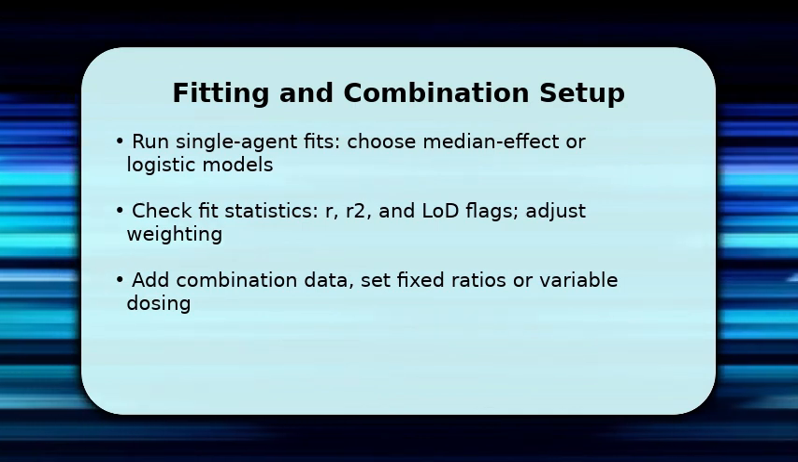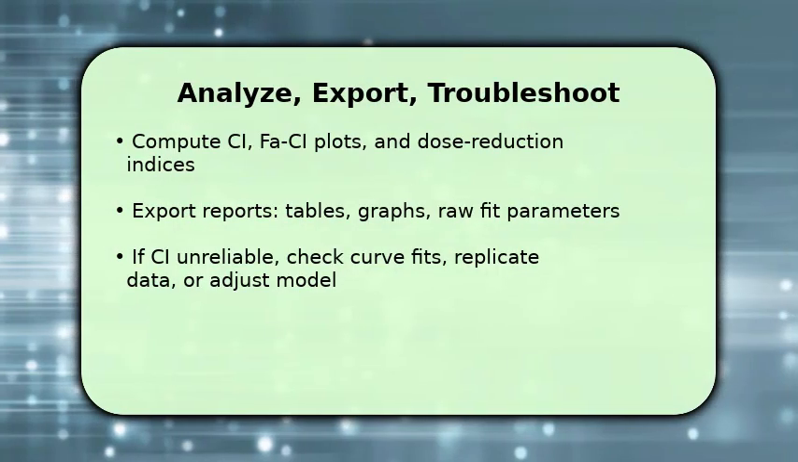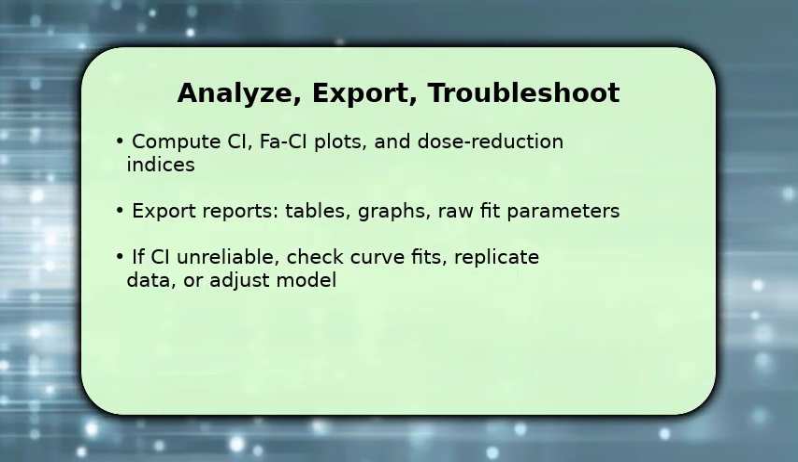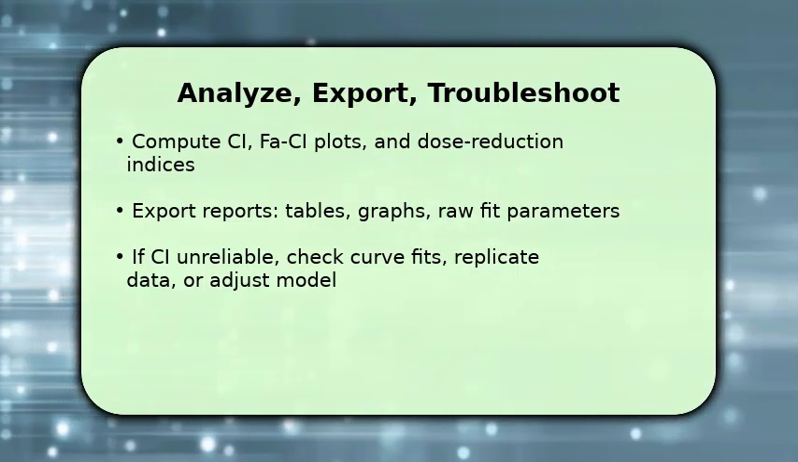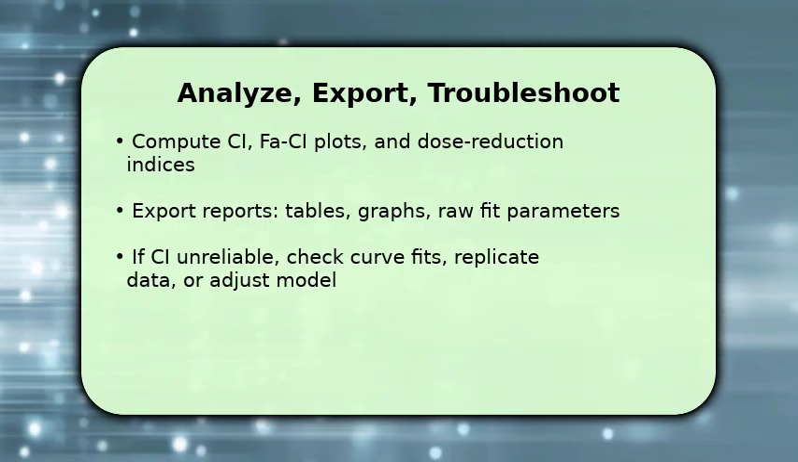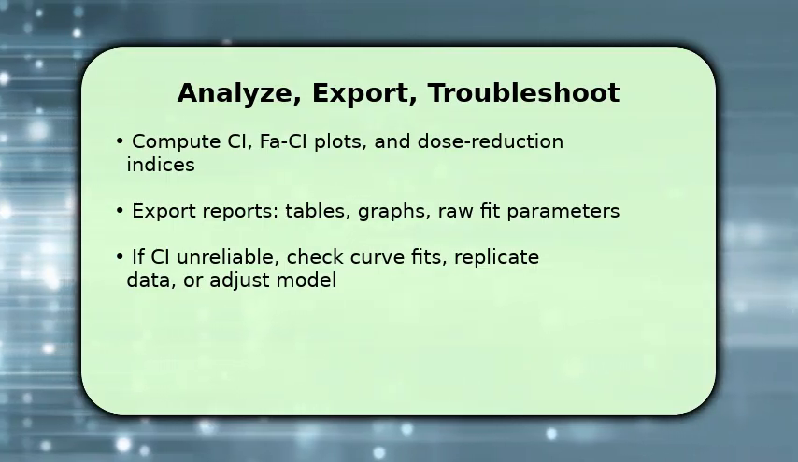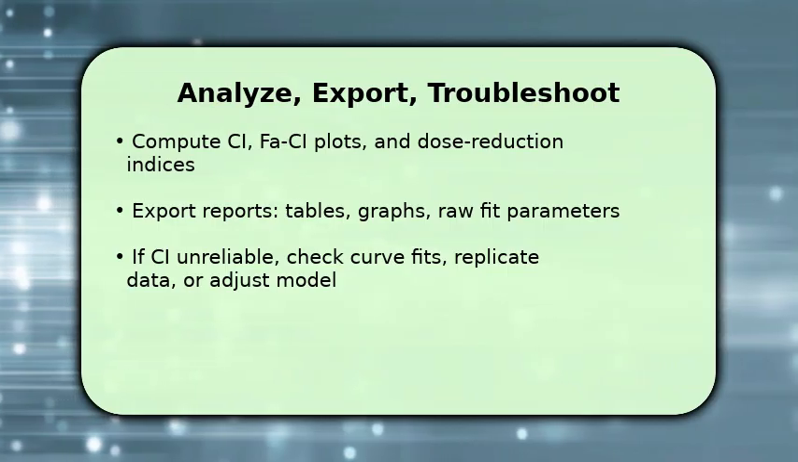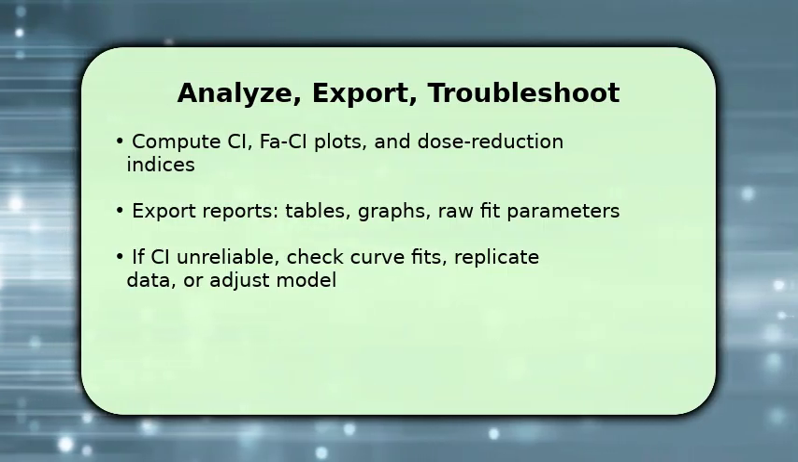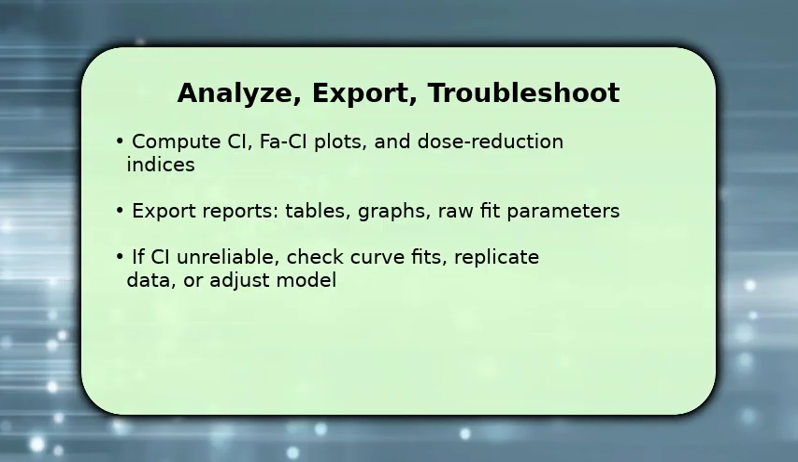You finish by generating CI and Fa-CI plots and reviewing dose reduction indices to interpret synergy or antagonism. Export both graphical and tabular reports so collaborators can inspect raw fits and parameter values. This supports reproducibility. If results look unstable, first revisit single-agent fits and confirm replicates.